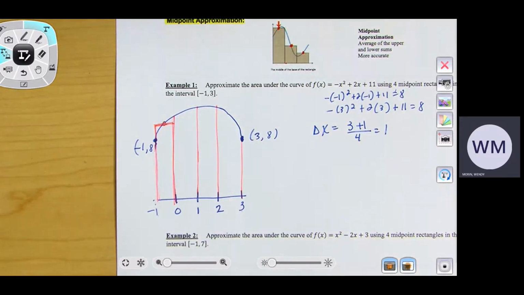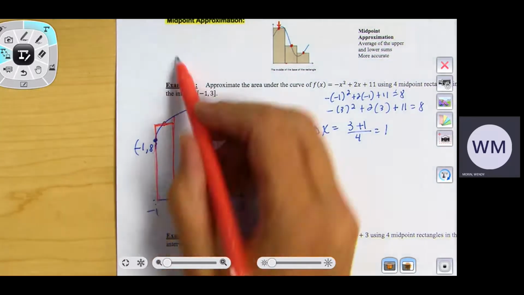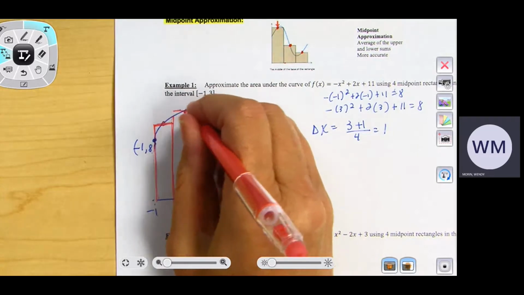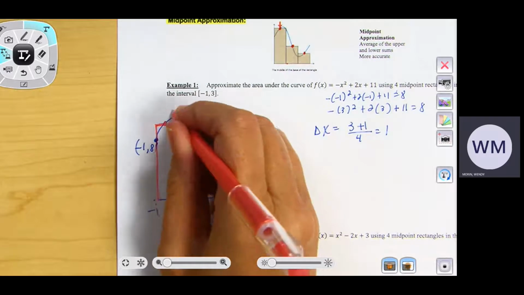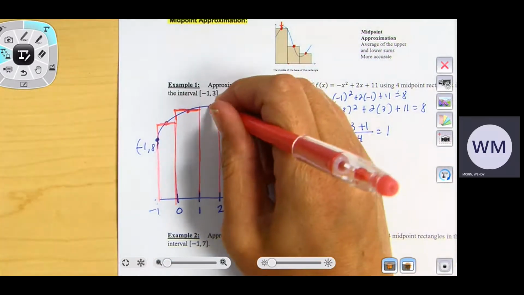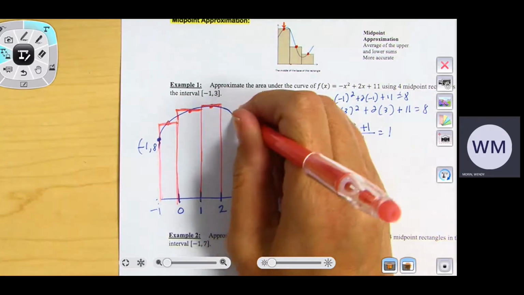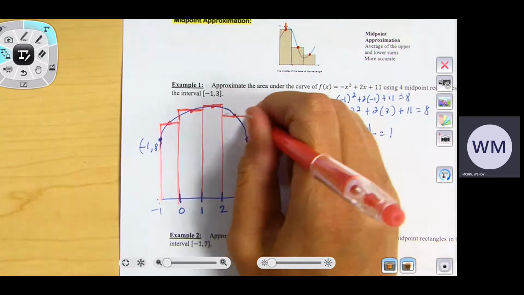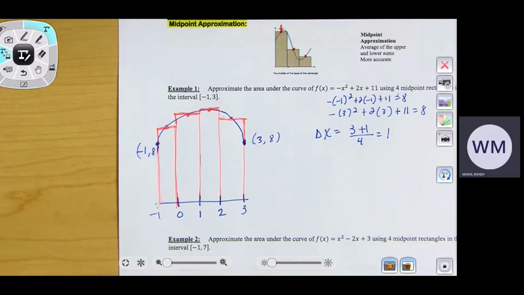There's our first rectangle. So in between, again, the midpoint, halfway in between, this is the height of our rectangle. So there's rectangle number 2, this right here, rectangle number 3, and this is the height. So there's rectangle number 4. Okay?